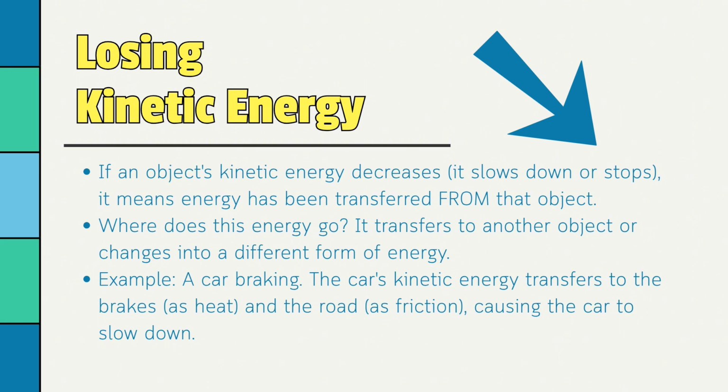A very common example is a car braking. When a car is moving fast, it has a lot of kinetic energy. When the driver applies brakes, the car slows down. The car's kinetic energy does not disappear. It transfers to the brakes as heat energy. Some energy also transfers to the road due to friction. That is why brakes become hot after continuous use.